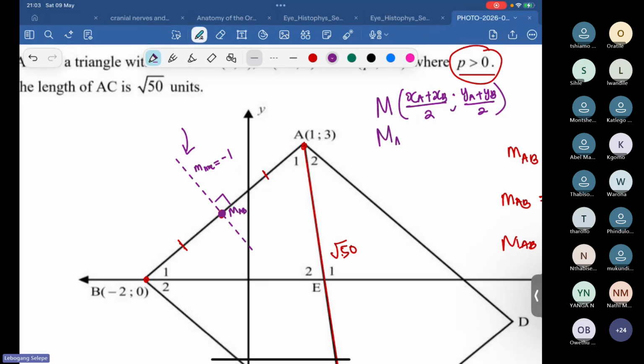So it means now the midpoint of AB is going to be what? Two x values, that's going to be the x value of A, which is 1, plus the x value of B, which is -2, all that divided by 2. You add the two y values, the y value of A is 3, plus the y value of B, which is 0, and that divided by 2. Therefore, you find out that the midpoint of AB is going to be -1/2, 3/2. Can you all see how we calculated the coordinates of the midpoint of AB?